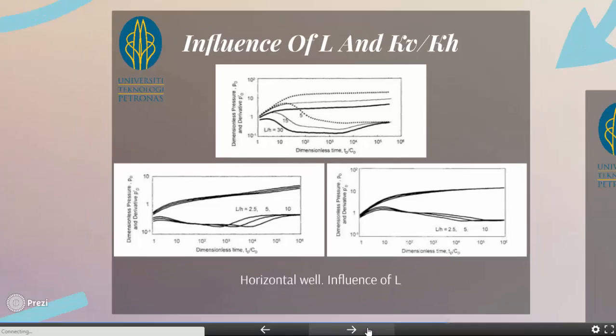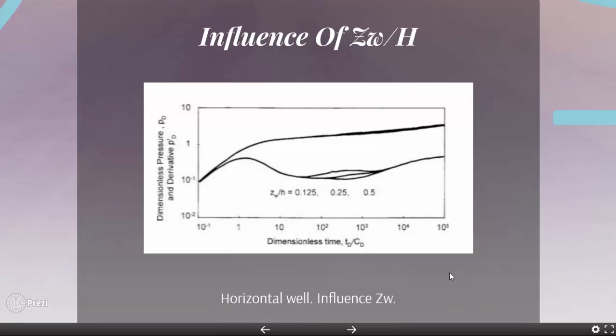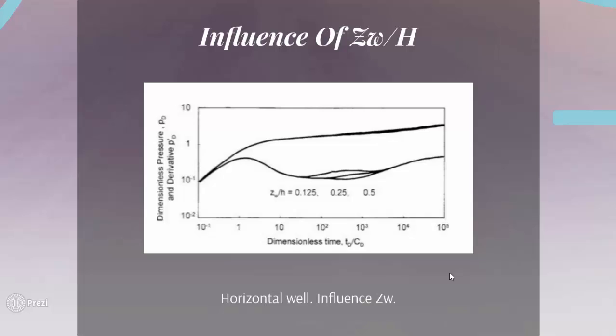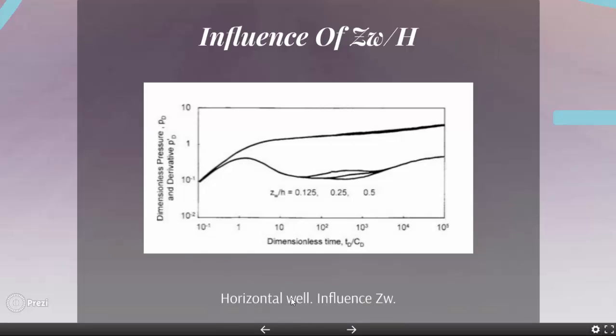And now I am going to talk about the influence of Zw over h. First, vertical radial flow lasts until one of the upper or the lower boundary is reached. If the horizontal well is not centered in the zone thickness, a hemi-radial flow regime can develop when only the closest limit is seen, as long as the second boundary is not reached. The shape of the derivative curve is similar to that of a vertical well near a sealing fault. The second derivative stabilization is at a level twice the first, as illustrated in this figure.